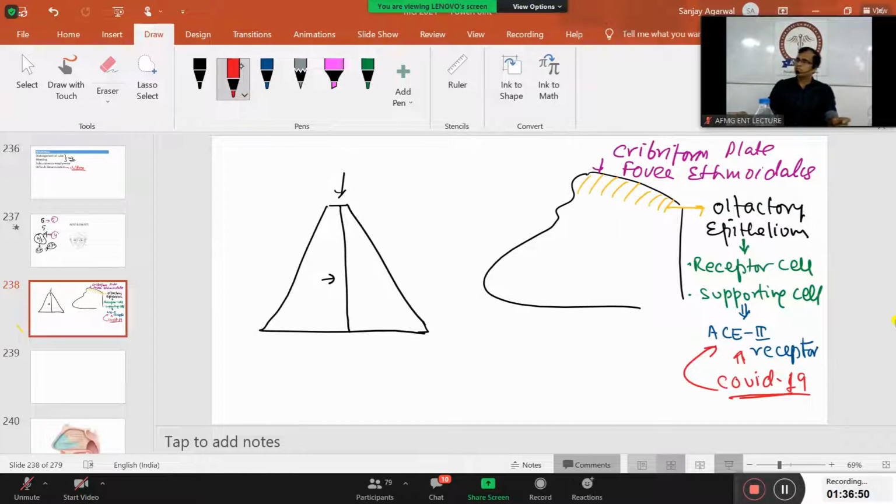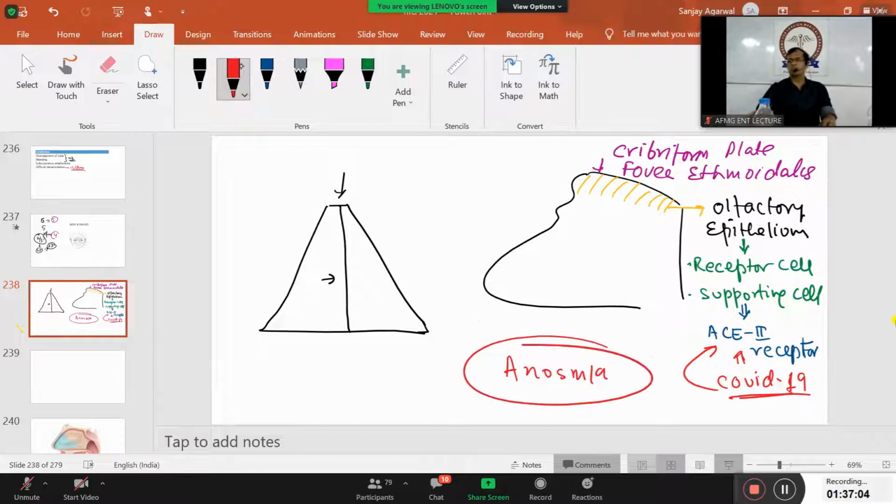And if supporting cell is gone, the receptor cell stops functioning. And the patient will have a loss of sense of smell. What is it called? Anosmia. It's called anosmia. So COVID patient will have anosmia as one of the features. And you all know this is true. That in the first day especially, most of the patients had anosmia. Sometimes it was the first symptom.